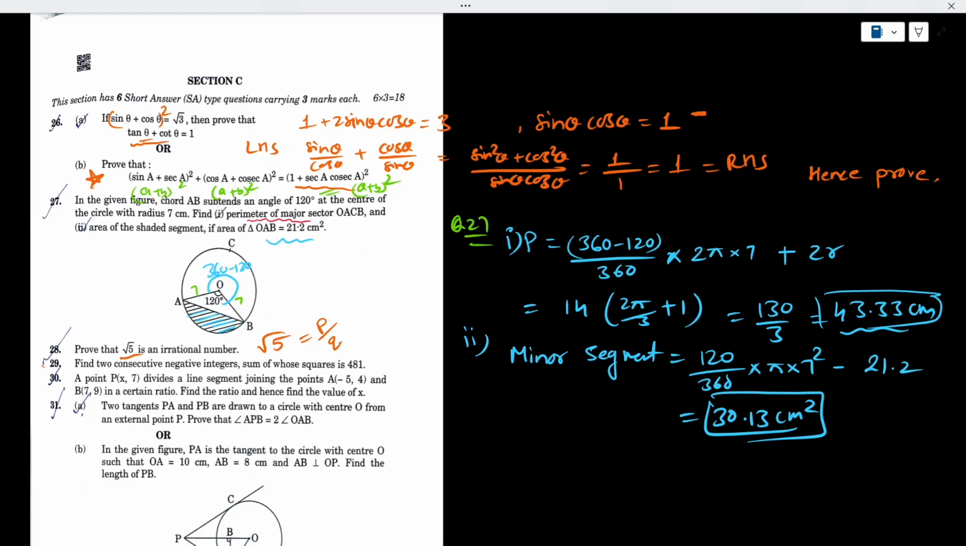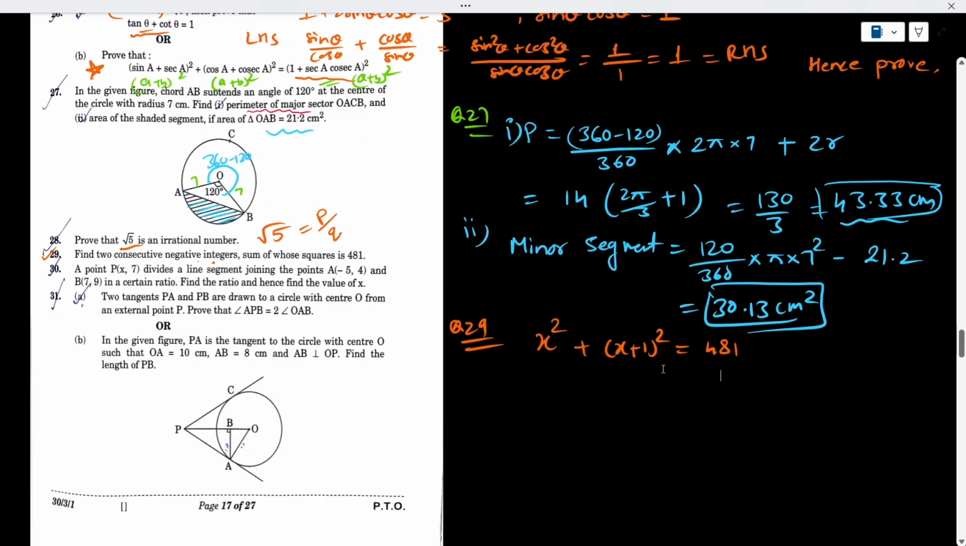And then next question number 29, find the two consecutive negative numbers. Whether it's a negative or positive number, you will follow the same thing here. Two consecutive numbers will be x and x plus 1, and if you take it here, x square plus x plus 1 whole square, it is 481 as per the question.